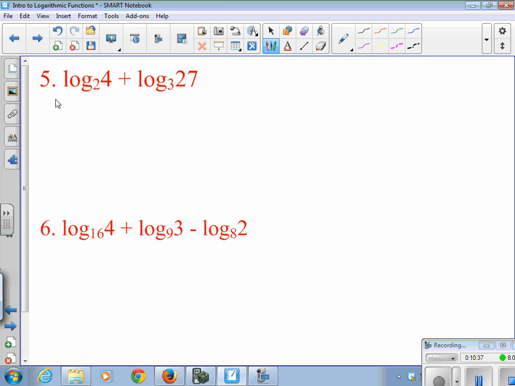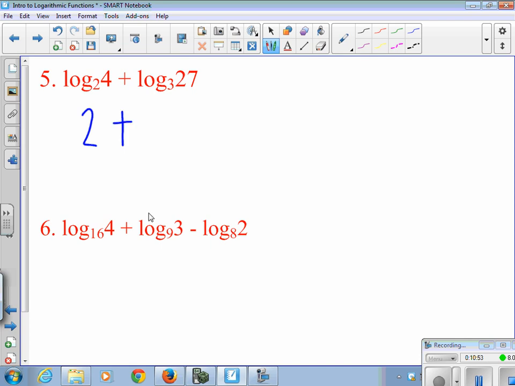All right, we'll combine some of our properties and do some problems like this. So, number 5, this is asking, this first log is saying 2 to what power gives me 4? Okay, and 2 to the second power we know gives us 4. So that one shouldn't be too hard to figure out in your head.